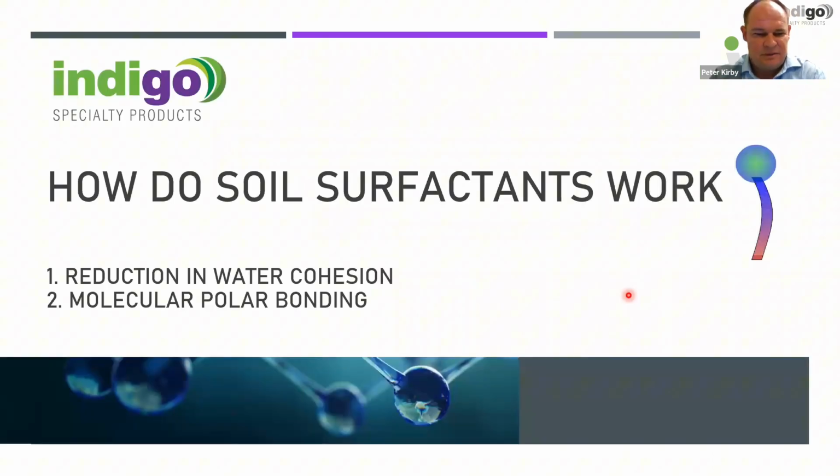Okay, so how do soil surfactants work? There's two main areas. One is reduction in water cohesion, which I'll talk about, and the other one is molecular polar bonding, which I'll talk a bit about. Sounds like a major thing, but it's not that complex, I guess.